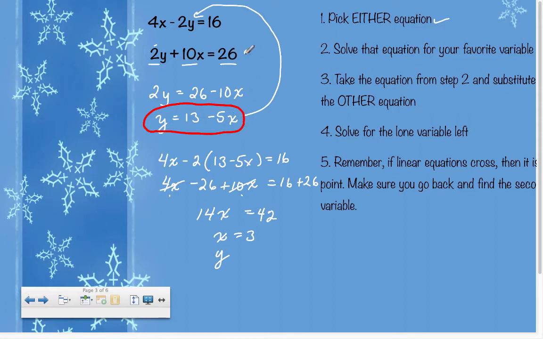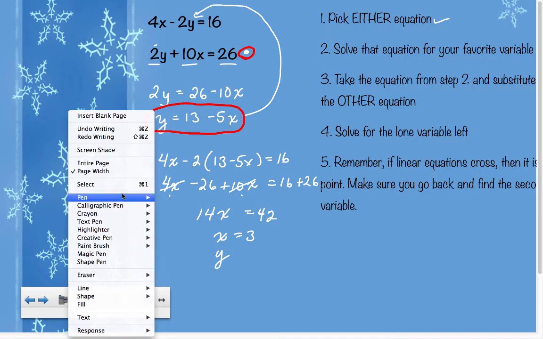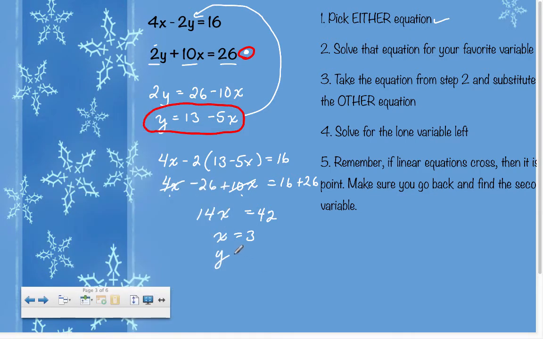All I did was rewrite this one into much easier terms. All right, so that's what I'm going to do. 13 minus 5 times 3. So my y should be negative 2. So I think my answer is that these two lines cross at the point (3, -2). Well, let's check myself. Check myself before I wreck myself.